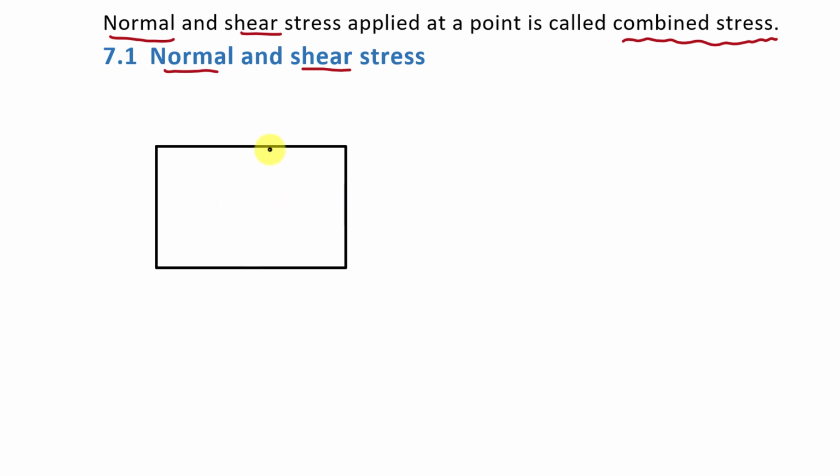Let's say we have this type of body and in which we are going to apply stress in this direction, that is normal stress. Let's say this direction is x direction, so this stress is sigma x. This is normal stress in this body. Here in y direction we are going to apply stress sigma y. Here this stress is perpendicular to the surface, so it is normal stress.